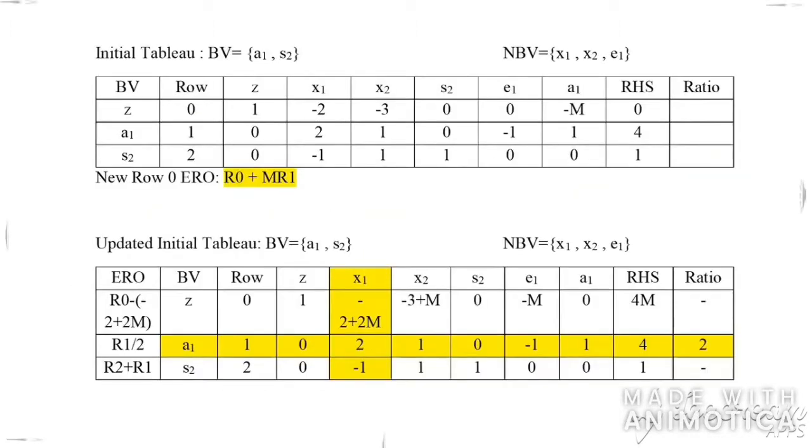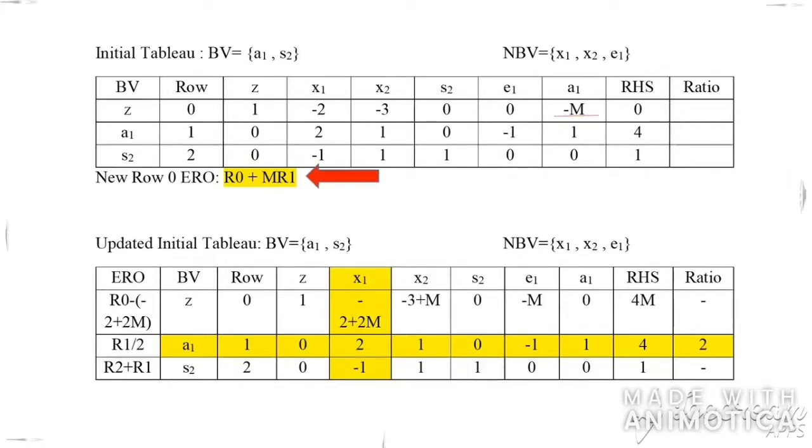We construct the initial tableau by using the constraints and objective function given, with basic variables a1, s2, and non-basic variables x1, x2, e1. Before that, we must make sure the coefficient of the basic variables in row 0 is 0. After that, we must find the new row 0 to eliminate the artificial variable in row 0, which is row 0 plus M row 1.